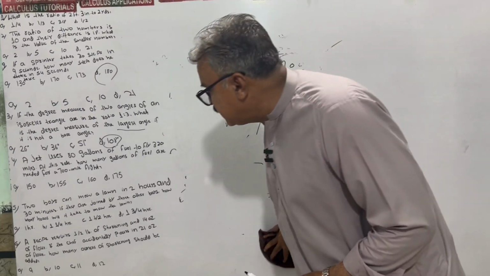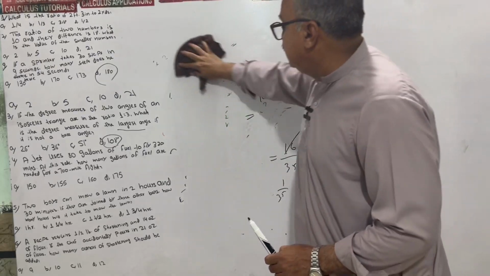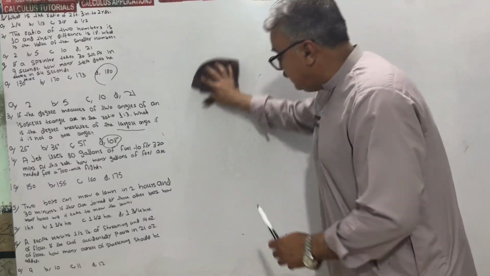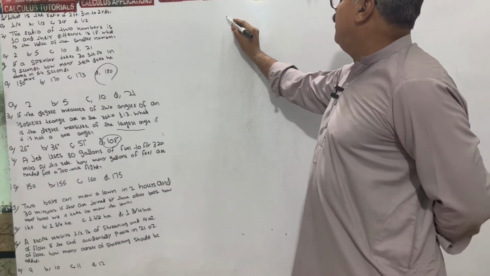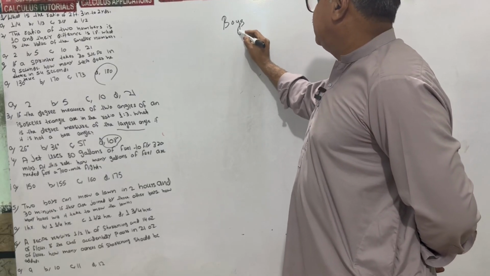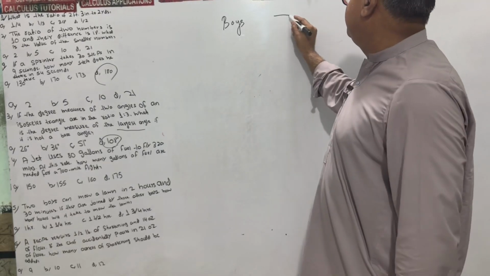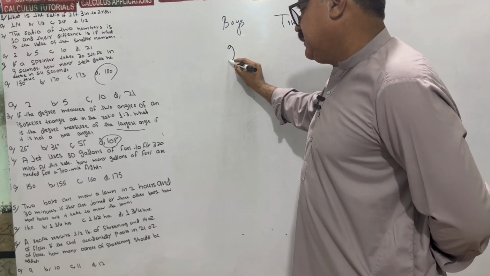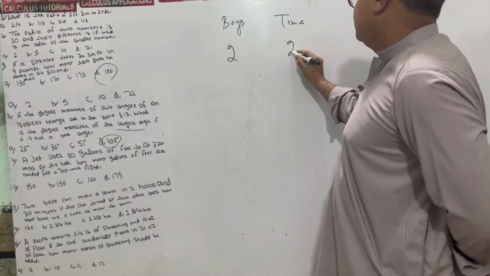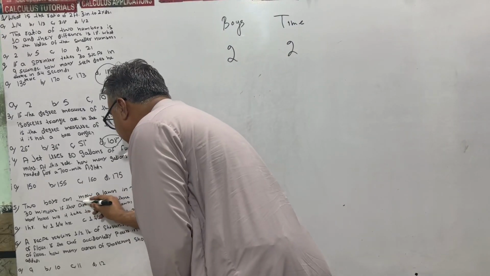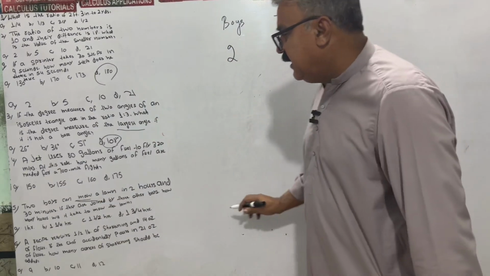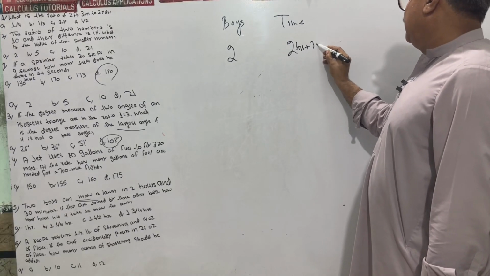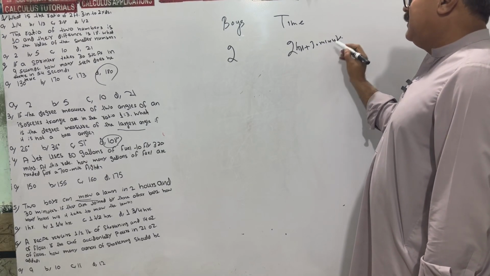I have now the next question. Two boys can mow a lawn. The quantities are boys and time. Two boys can mow the lawn in 2 hours and 30 minutes, that is, 2 hours plus 30 minutes.